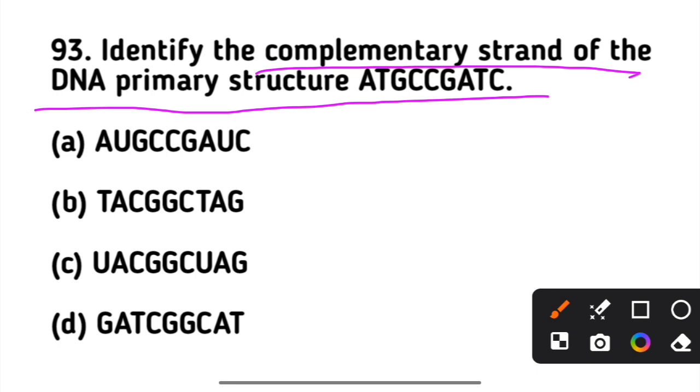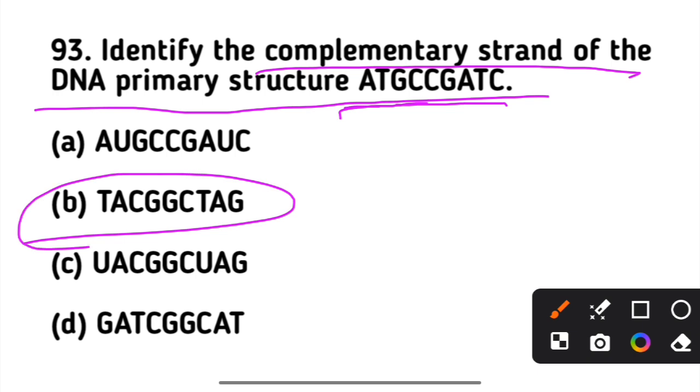Next, question 93. Identify the complementary strand of the DNA primary structure. The primary structure is A T G C C G A T C. Option B is correct. The complementary structure is T A C G G C T A G. Option B is correct for this.